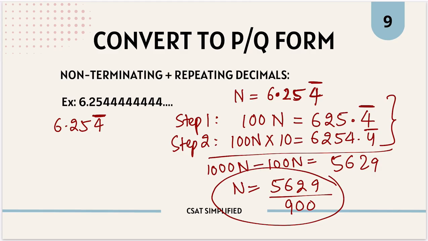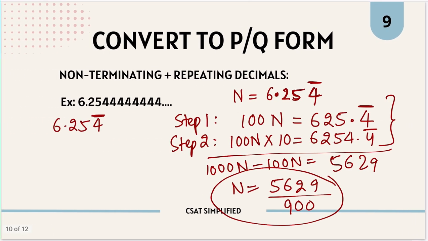How did we do it? So this is another way of doing it. Correct? Now moving on to the next part.